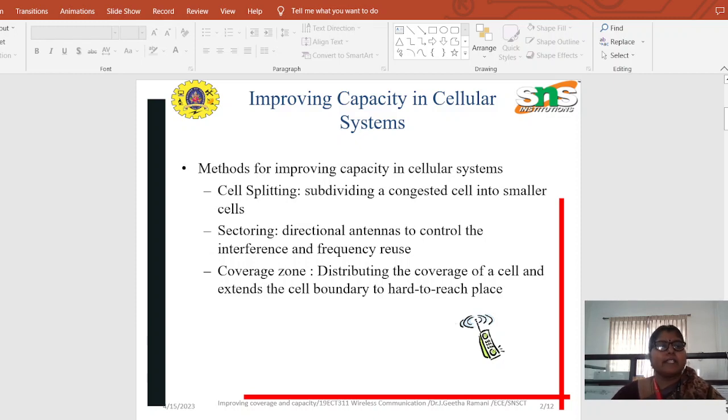In the case of cell splitting, we are subdividing the congested cell into smaller cells. In the second method, that is sectoring, directional antennas are employed to control the interference and frequency reuse. In the third technology, that is coverage zone, we are distributing the coverage of a cell and extending the cell boundary to hard to reach places. In such a way, we are improving the capacity in a cellular system. So we are going to discuss one by one.